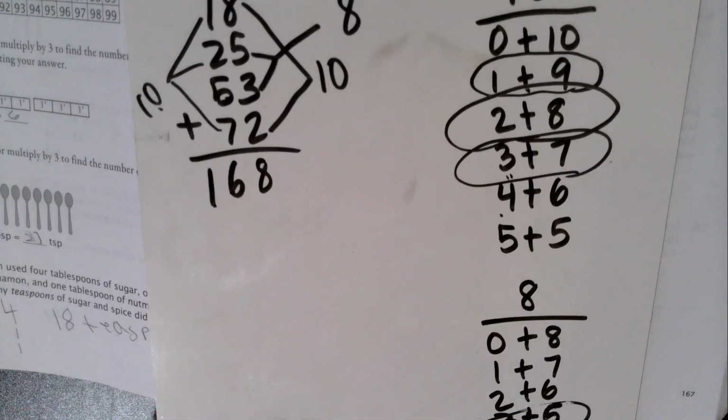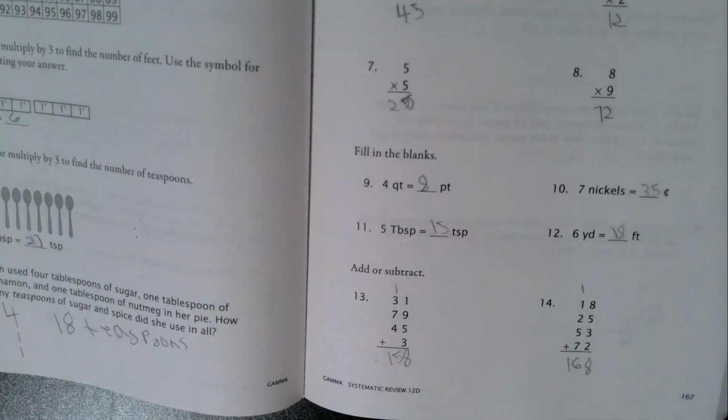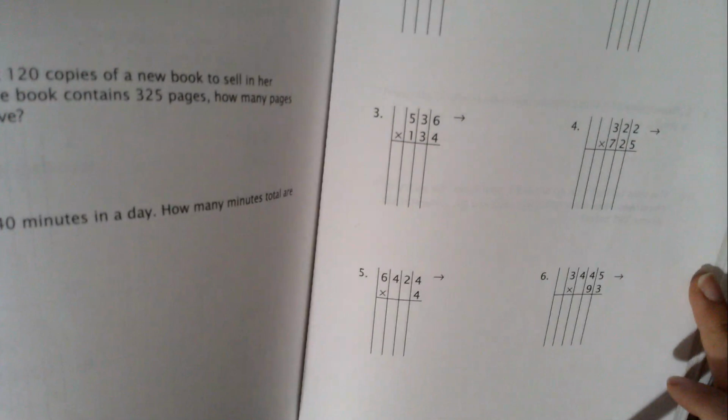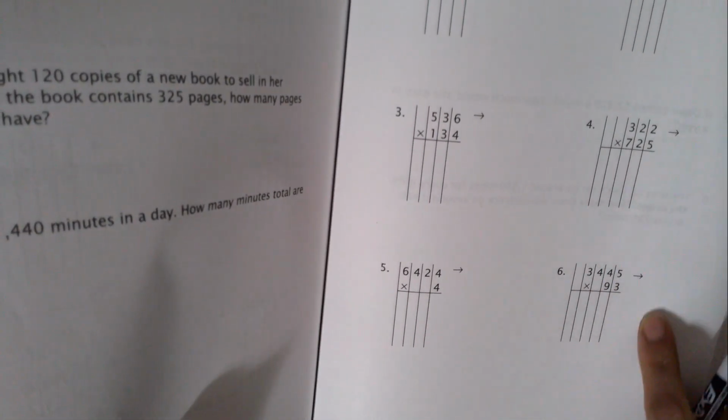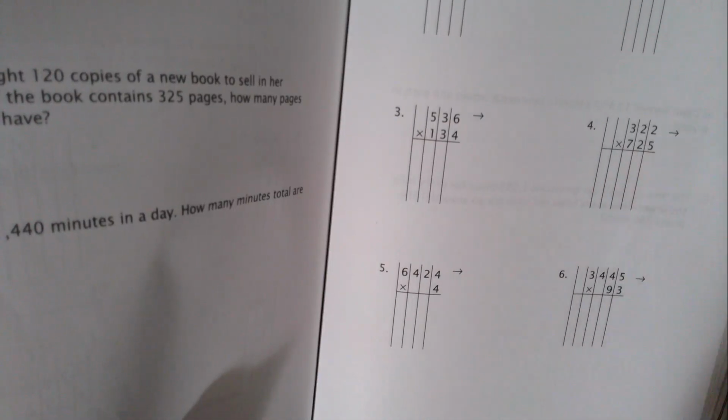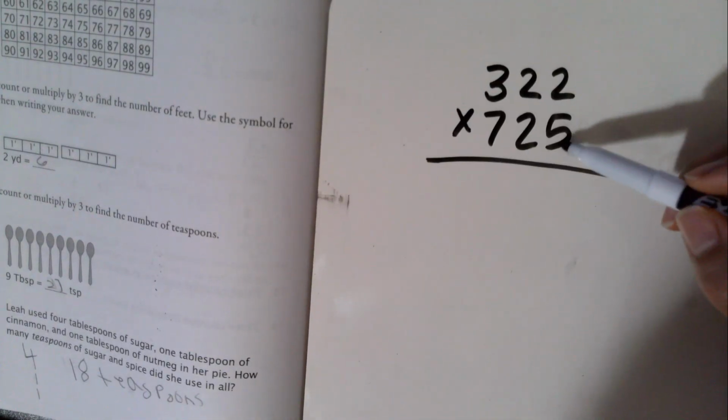And remember, in the back of the book, I know a lot of parents fight this way of knowing your addition facts, but I do want you to scroll to the back of the book, to give you an idea of what's to come. So if we do a problem like this one, 322 times 725, then we know that there's going to be 3 rows to add in this problem because there's 3 numbers at the bottom.